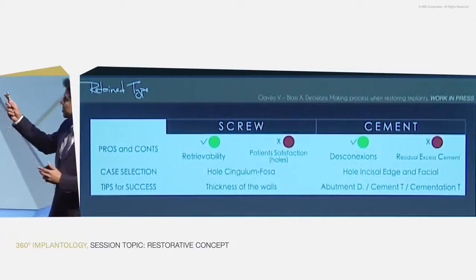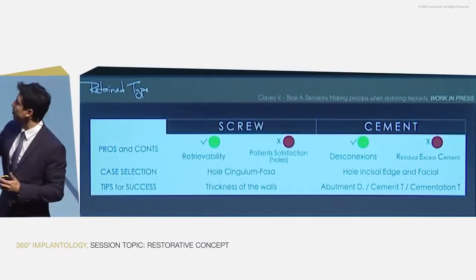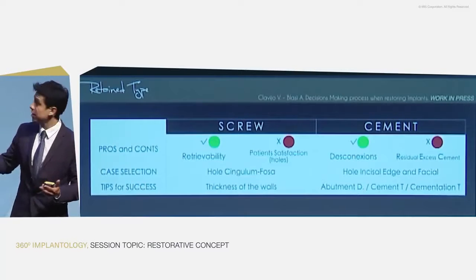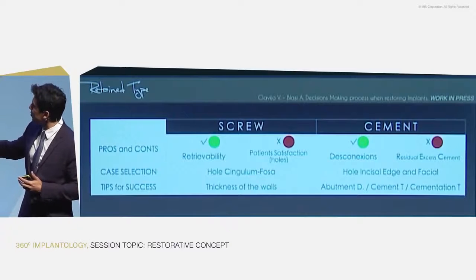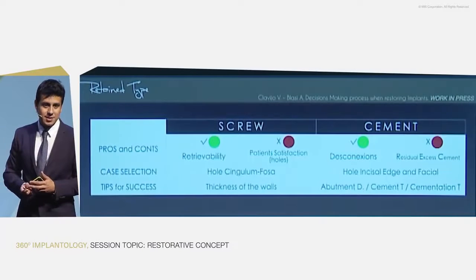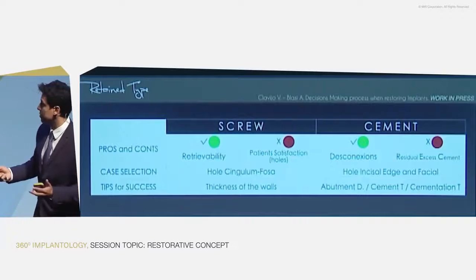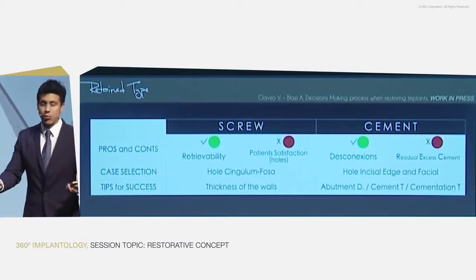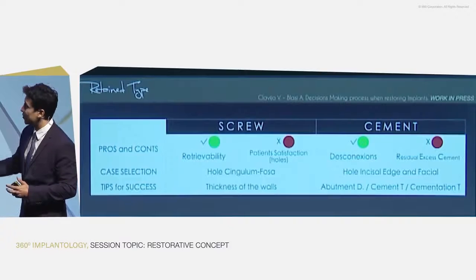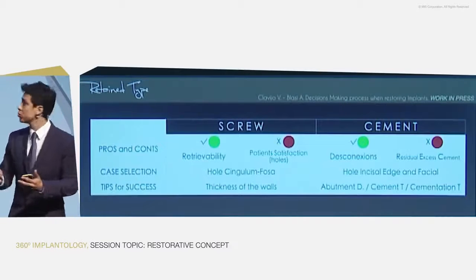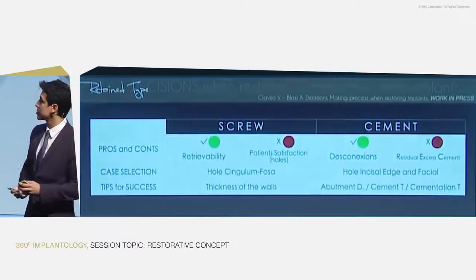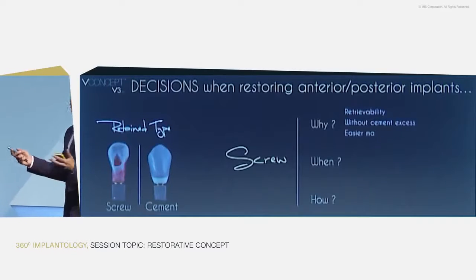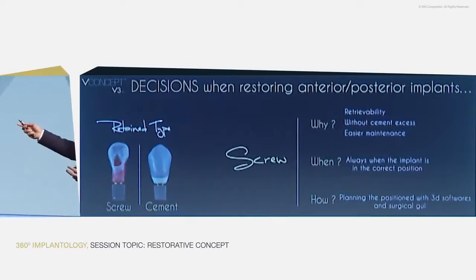About the cement restorations, the good thing is that we have fewer disconnections. We can work one abutment at a time, which is better. But the problem is the residual excess cement, which is difficult and sometimes can cause problems. We will use this when the hole is a little bit facial or buccal, and we have to take care about the abutment design, the cement that we will use, and also the cementation protocol, okay?